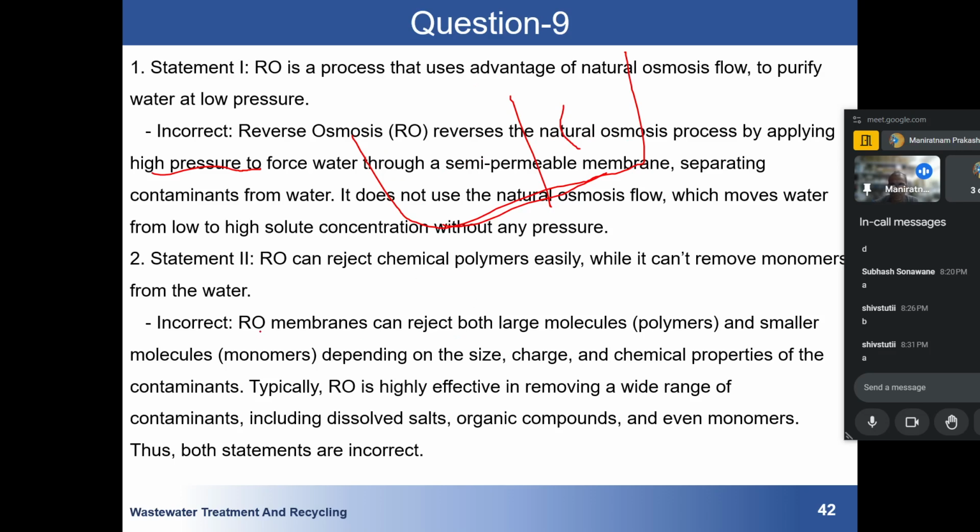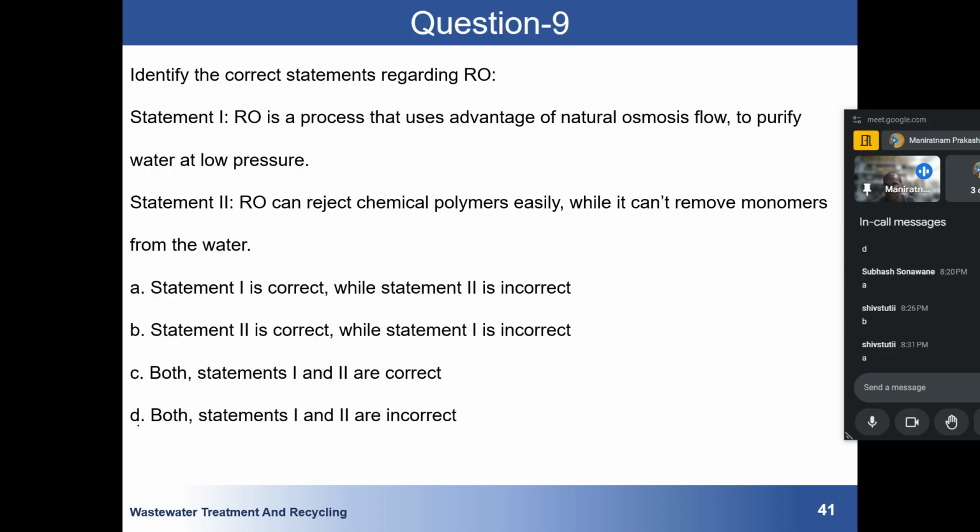An RO membrane can reject both large molecules, that is polymers, and smaller molecules, monomers, depending upon the size, charge, and chemical properties of the contaminant. Typically, RO is effective in removing a wide range of contaminants, including dissolved salts, organic compounds, and even monomers. Okay? So here it can remove anything. It is not that it removes only this and not that. It can remove all things. So both the statements are incorrect. So our correct answer was D. Both statements 1 and 2 are incorrect.